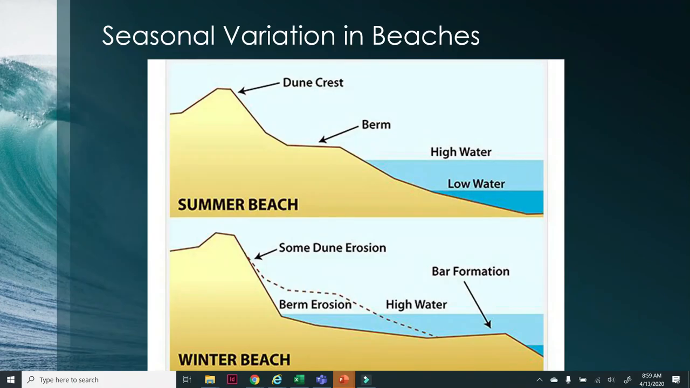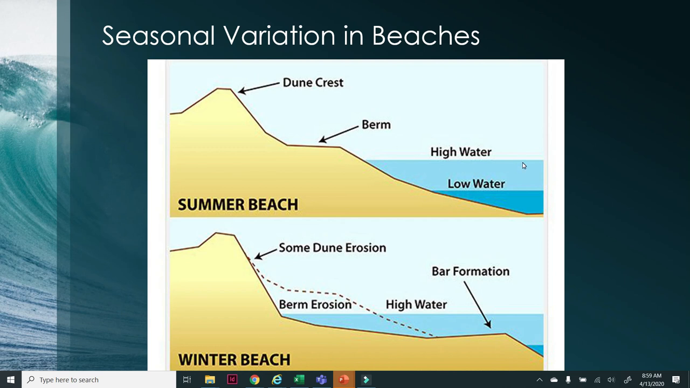So our beaches change on a seasonal basis, on a predictable seasonal basis. And so we have seasonal variation in beaches. This shows a typical profile for a summer beach versus a winter beach. So typically in the summer, both of these beaches have dunes, right? So this is the same beach, and so this is where the dune might be. And in summer, what we typically see is a berm that builds up here, and then we have a gentle slope down to the water. So this berm is built.